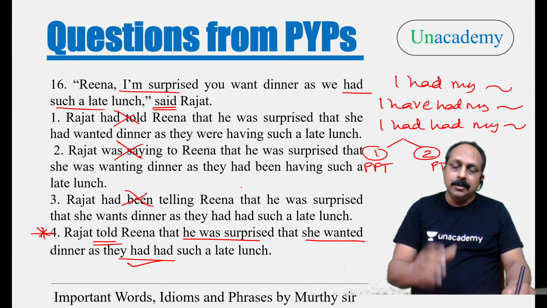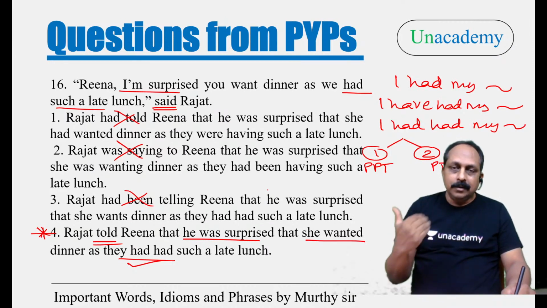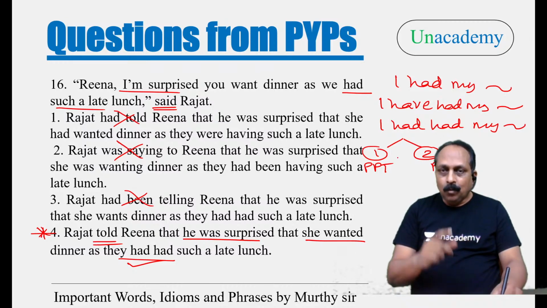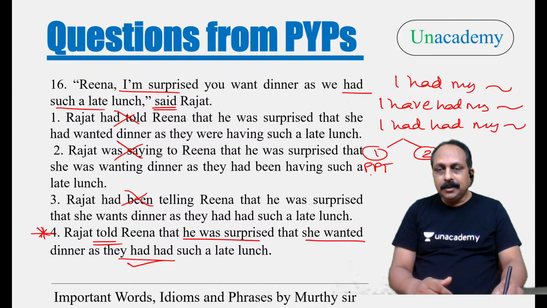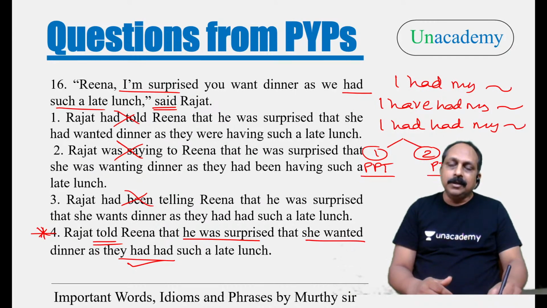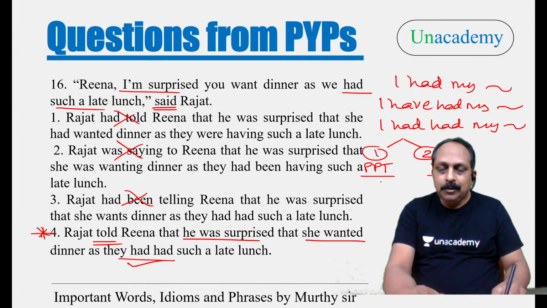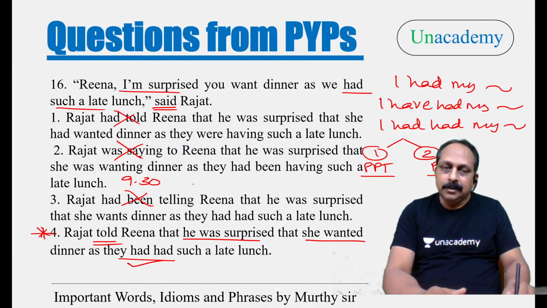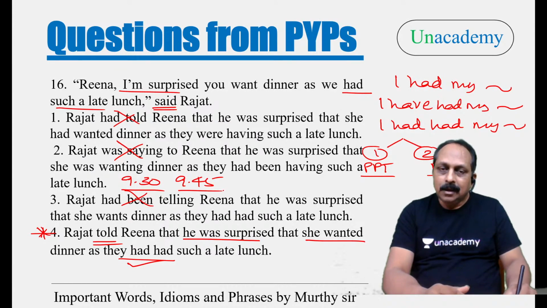Example, they had started the program before I went there. First, they started the program, then I went there. If two actions happen in the past, one after the other, for the first action you should use past perfect tense. For the second action you should use past tense. I will give a simple example. Imagine last night the movie started at 9:30 and you went to the theater at 9:45. Which is the first action? The movie started at 9:30. Which is the second action? You went to the theater at 9:45. How do you express this sentence in English?